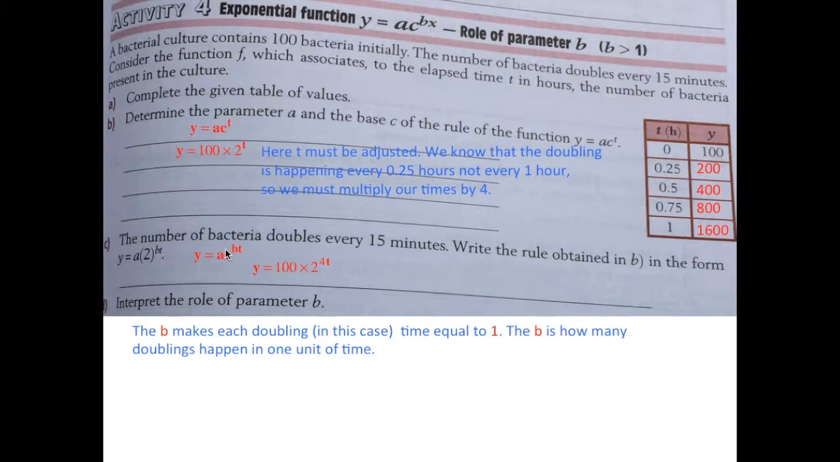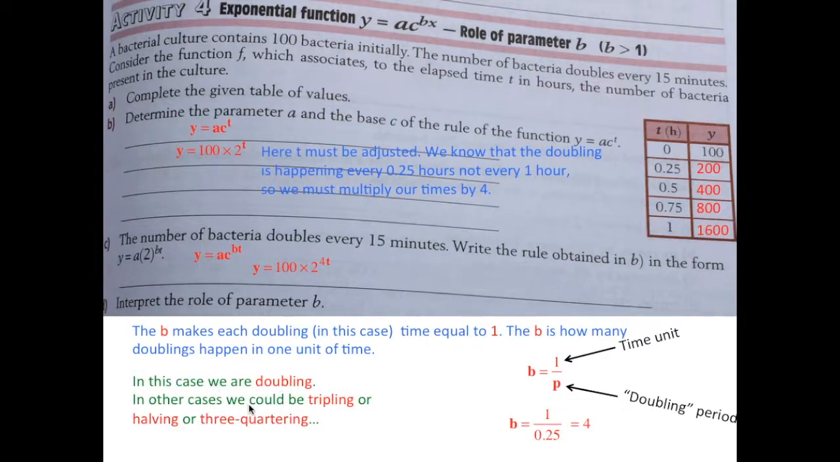So down here, by breaking it into bt, we can say, all right, our unit of time is in hours, and it happens 4 times per hour, so there are going to be 4 doublings. So b is like, how many doublings do you have per unit time? b is equal to 1 over p, where p is the doubling period. So it doubles every 15 minutes, every 0.25, so 1 over 0.25, or 1 over 1/4, would be 4, so b would be 4. In this case, we are doubling. In other cases, we could be tripling or halving or 3/4ing, so just remember, the c is not always 2. That's it for activity 4.